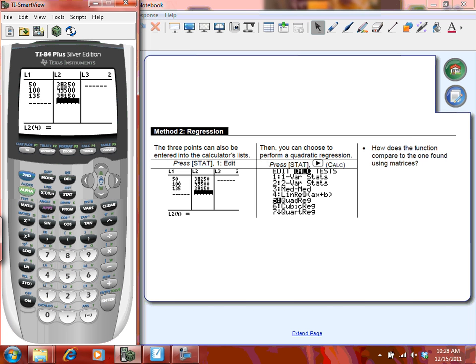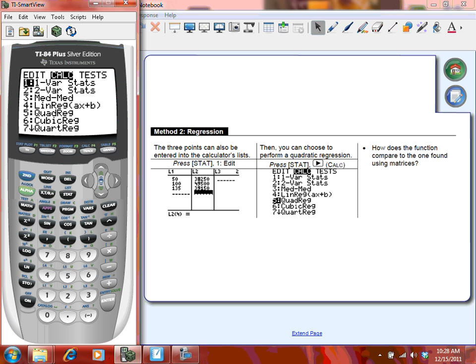All right, now that we have the values in our stat, now what we're going to do is go back to stat. We're going to calculate. Now usually what we've done is we've done a linear regression. This is no longer a linear function. We've got a quadratic function. So what we're going to do instead is calculate a quadratic regression. So go down to number 5. That's the quadratic regression. And you're going to have to enter a couple of times here. And this is what you get.